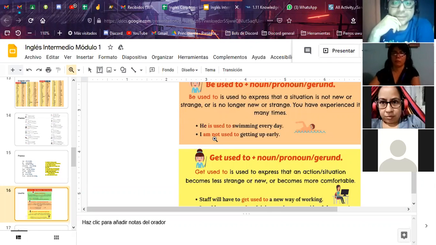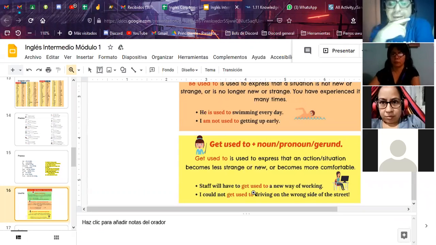¿Ok? Ok. En la otra parte, en el último, aquí va a cambiar en función de get. So, for example, staff will have to get used to a new way of working. A ver, aquí quizás, acá abajo creo que está la respuesta. Mira, aquí está en negativo el modal. Entonces aquí arriba, si vemos la estructura y es la misma estructura, lo que nos va a hacer negativo va a ser el modal, will. Entonces aquí, si yo quiero transformar este en negativo, va a ser staff won't o will not. Y lo demás queda igual.